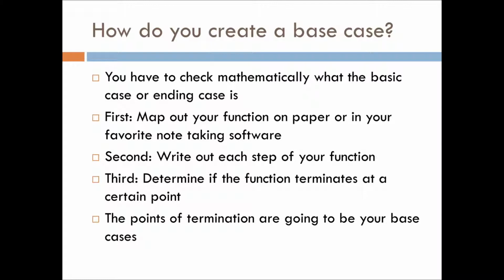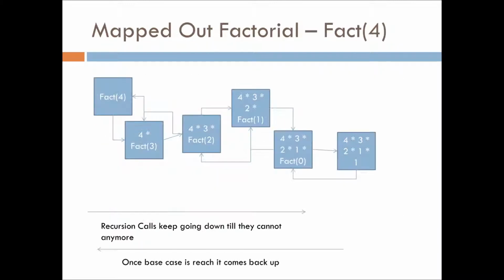If it doesn't terminate, then you need to find out what's going on and find a termination point. Because the termination point is going to be your base case, or your base cases, depending on the function that you're doing. So let's look at it mapped out for factorial. I have arrows for both directions: for the calls going down, and then once you get to the base case, the calls going back up.